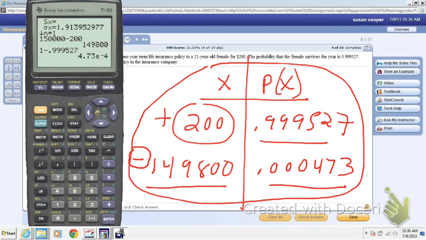Now I will remind you that if you were going to do this by hand, mu is the expected value, which is the summation of x p of x. And we talked about that formula a lot in class. So, if you were to do it by hand, you would take $200 times this decimal and get an answer. Then you would take negative 149,800 times this decimal, and you would add the two together. But now actually I'll go ahead and compute that with you.